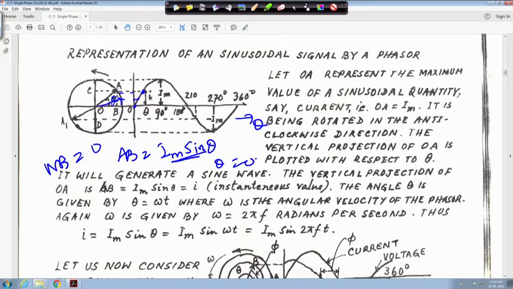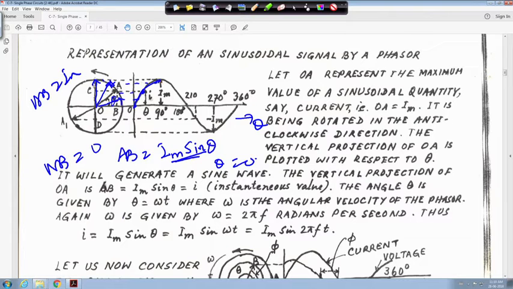Now when OA comes to this position, you will take another point here. Similarly, when theta is equal to 90 degrees, then AB is equal to Im. So take a projection here, this is the maximum value. If you plot this, the graph will come like this.